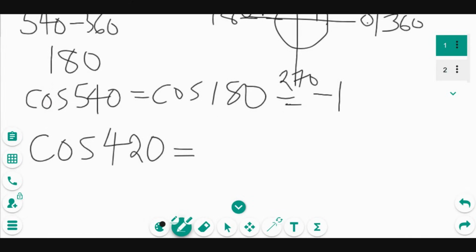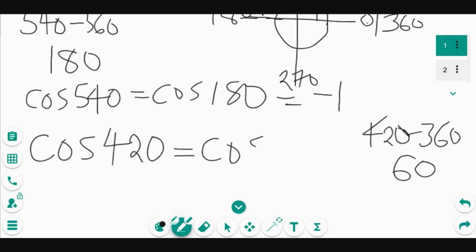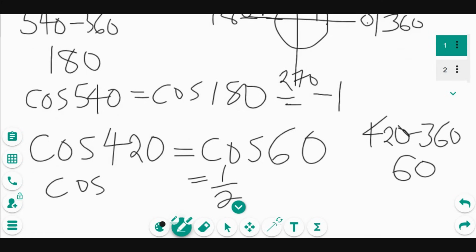So the cos of 420, I will first say, okay, 420, when I remove 360, what do I have? 420 minus 360, I think I get 60. Yes. So the cosine of 420 is actually the same as the cosine of 60, of which the value is known as a half. So cos 420 is also a half. Yes, you would prove that on a calculator.